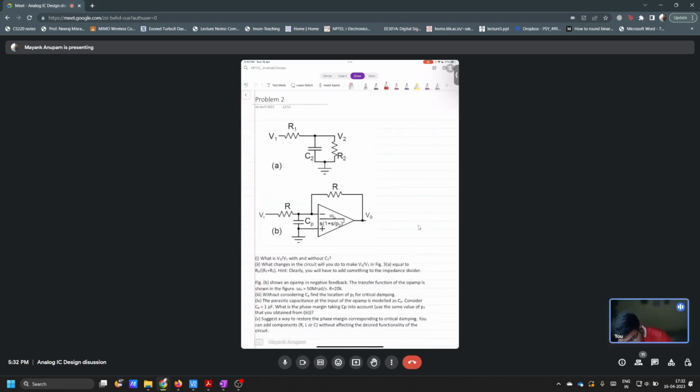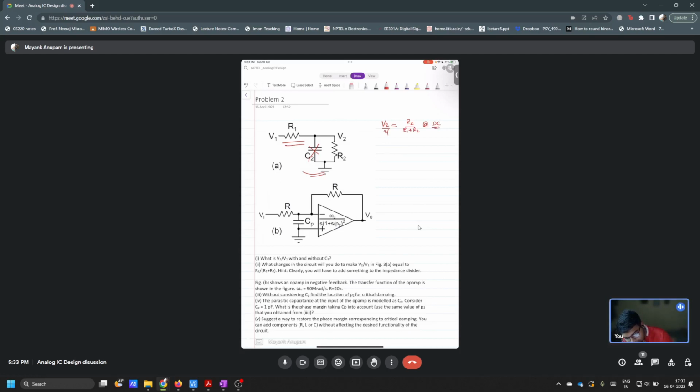So in this first problem, what is the ratio V2 by V1, in figure A? If this capacitor is not there, what is the ratio? R2 by R1 plus R2, right? Is that DC?